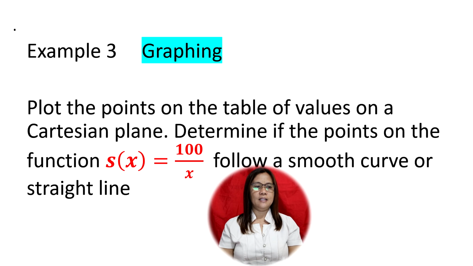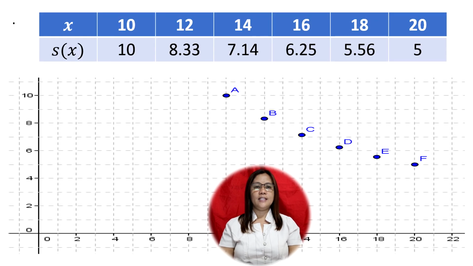Now, we can use the graph to determine if the points on the function follow a smooth curve or a straight line. Example number 3, by graphing. Plot the points on the table of values on the Cartesian plane. Determine if the points on the function s of x is equal to 100 over x follow a smooth curve or a straight line. Solution.